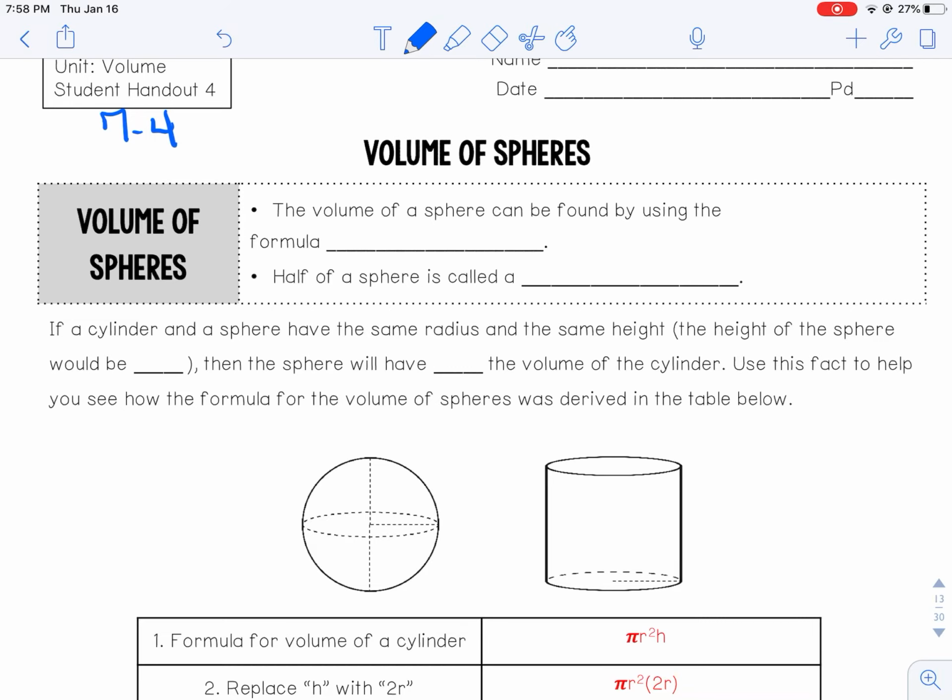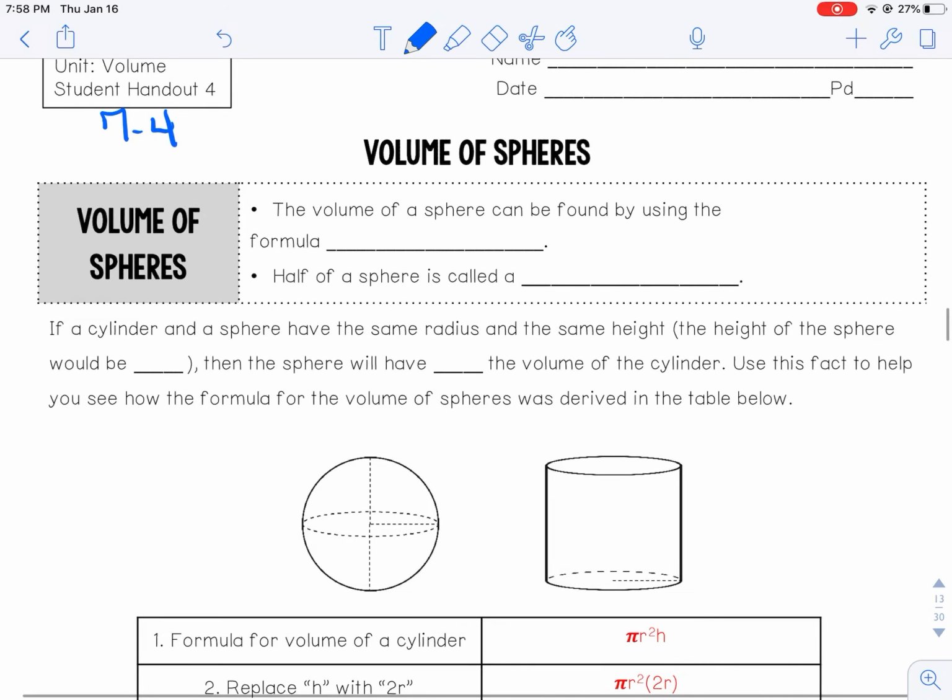The volume of a sphere can be found by using the formula 4 times pi times r to the third power, or r cubed, divided by 3. And sometimes you might even see it written in a text or on a test as 4/3 pi r cubed. Okay, but either way will work.